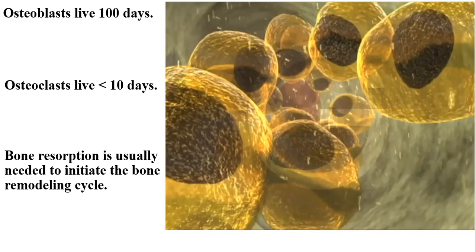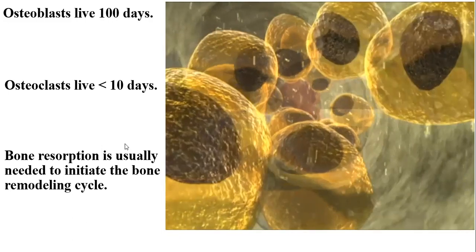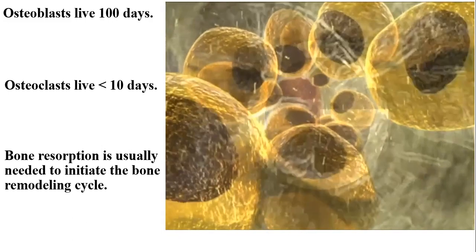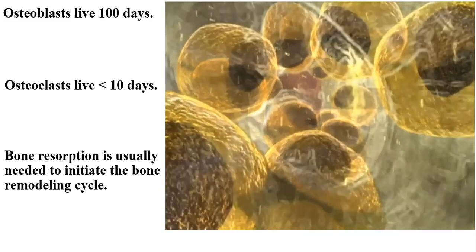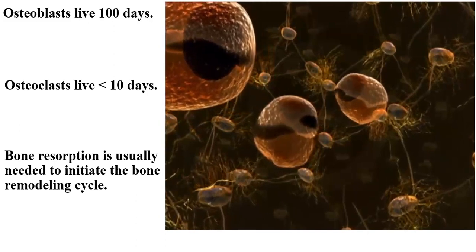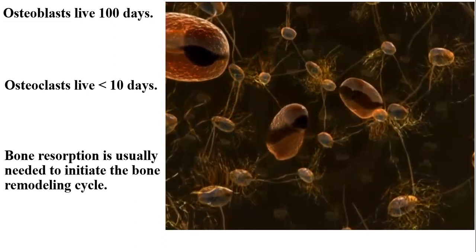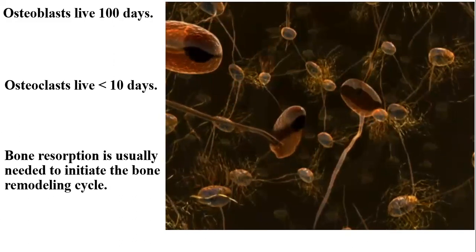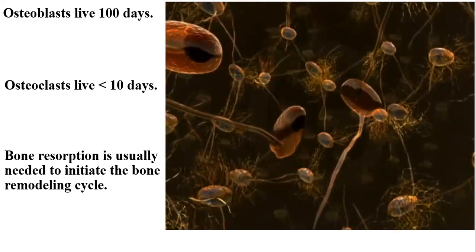Osteoblasts live longer, about 100 days, but osteoclasts live just for 3 to 5 days, not more than 10 days, because it's biologically very active, so it doesn't live longer. And the bone resorption is usually needed to initiate bone remodeling cycle. Here are the mononucleated osteoblasts. After it completes its function and lay out the collagen, it changes to osteocytes, start to communicate with each other through these elongations.